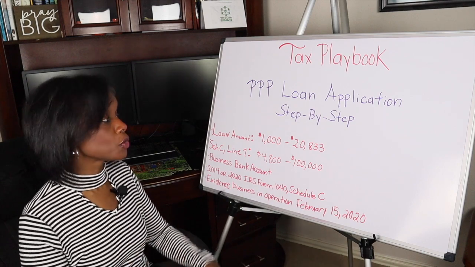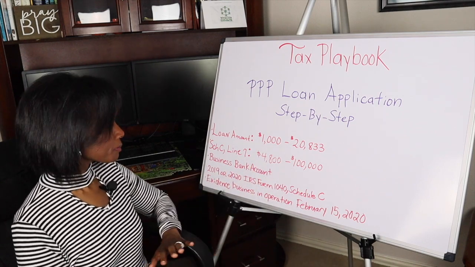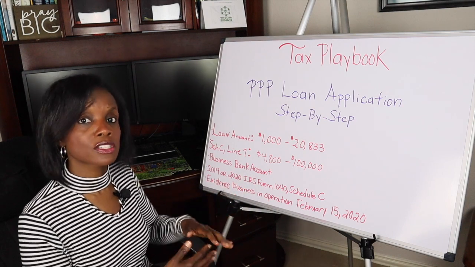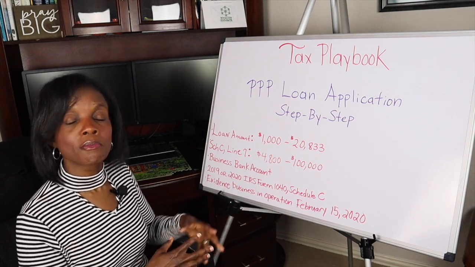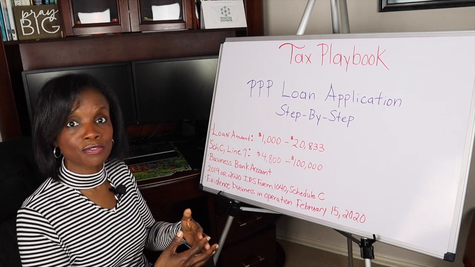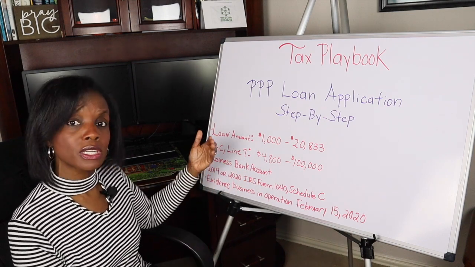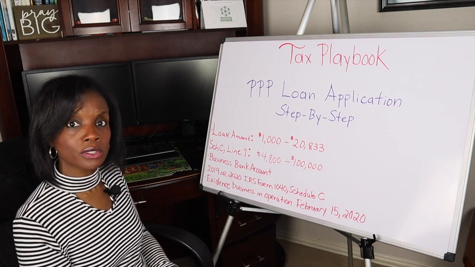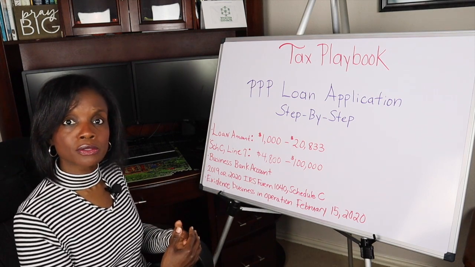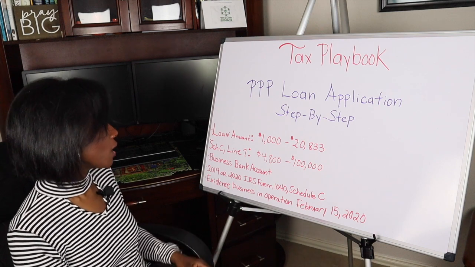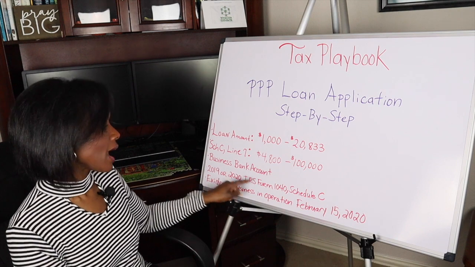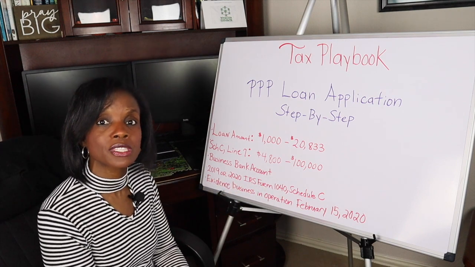Also, before you make the application, you need to have a business bank account. You have a chance to go and set up a business bank account because the funders will not deposit funds in a personal bank account. So you're going to need a business bank account, and in the class, we'll talk more about how you need to set up that bank account. Also, put your hands on your 2019 or your 2020 IRS Form 1040 Schedule C.